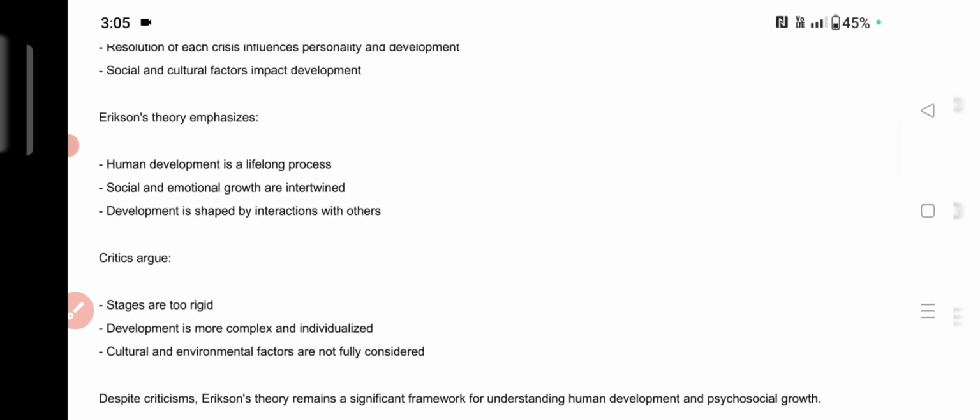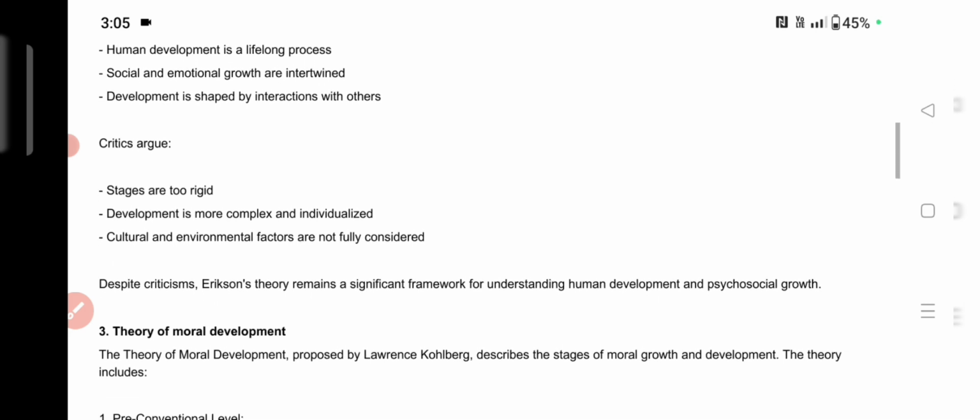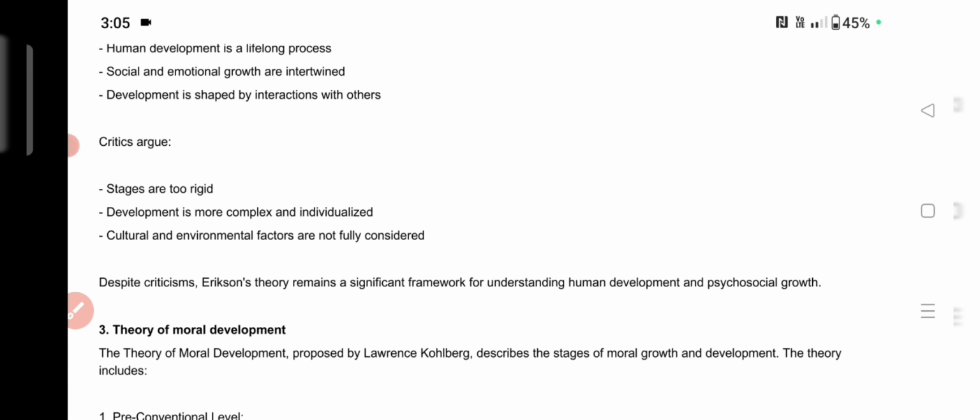Social and cultural factors impact the development. So here it emphasizes that human development is a lifelong process. Social and emotional growth are intertwined, and development is shaped by the interactions with others.